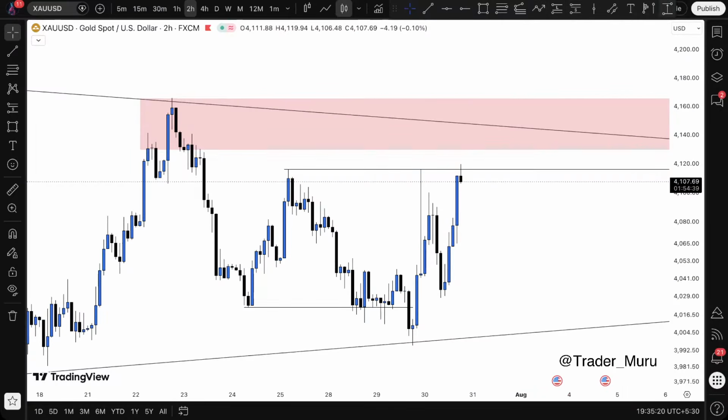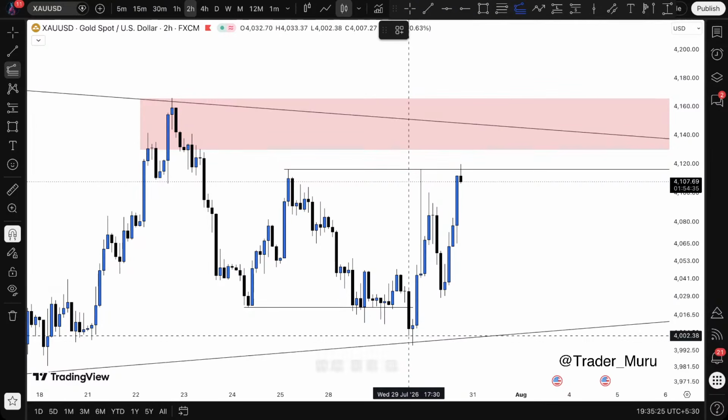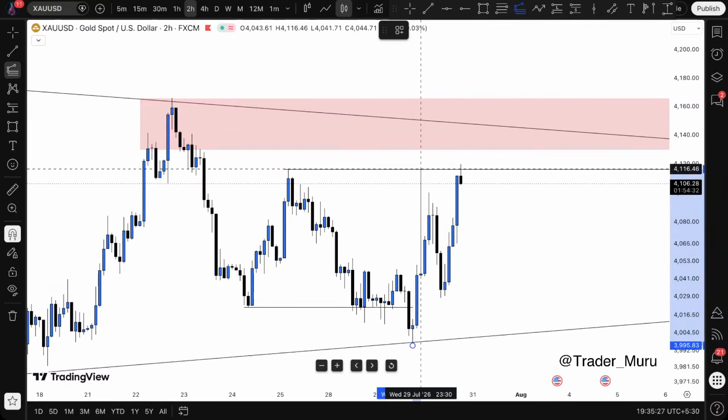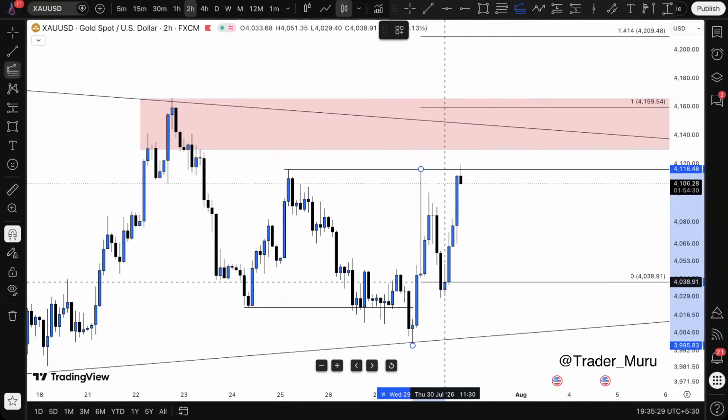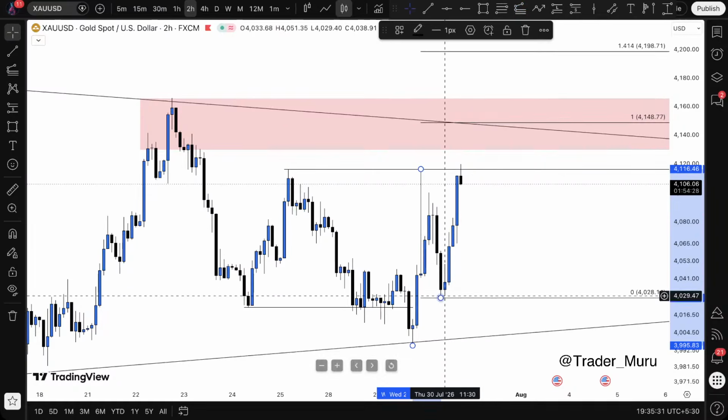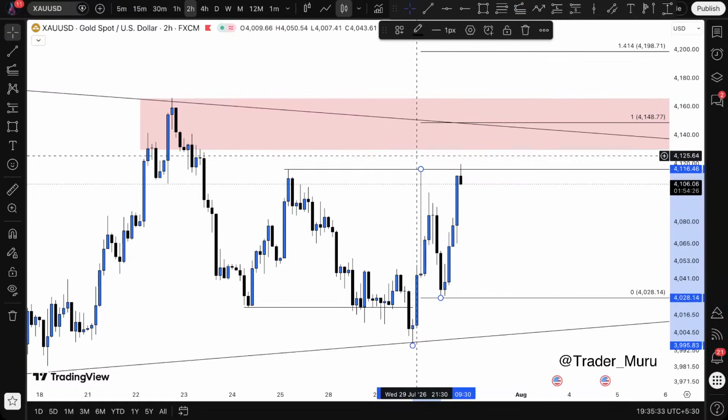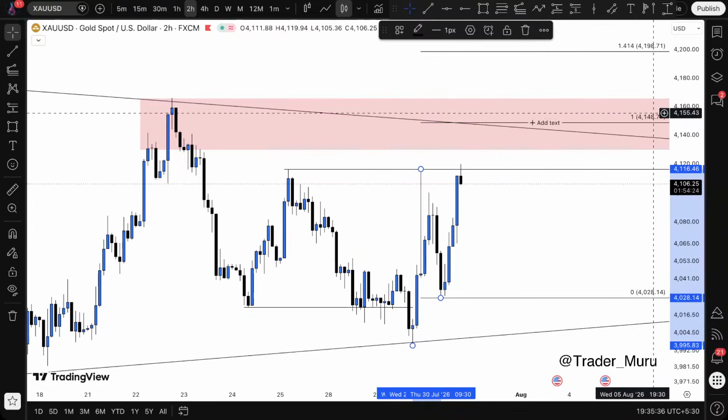Yesterday it pumped from 4,000 to 4,116. Today, if it wants to pump the same amount, it will test 4,148.